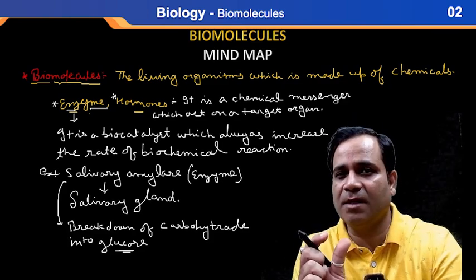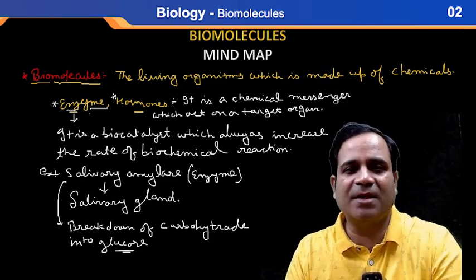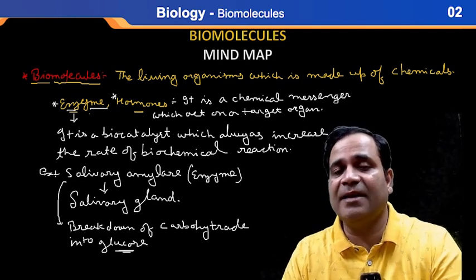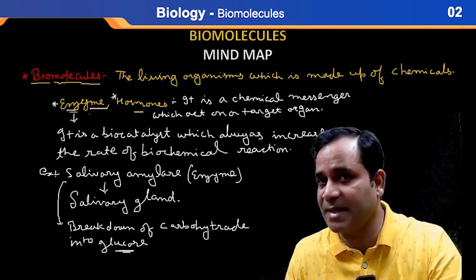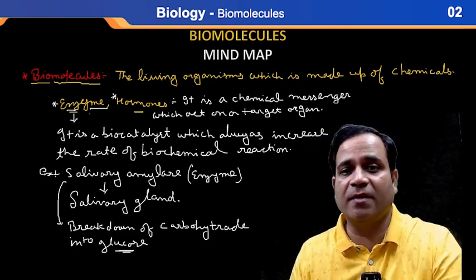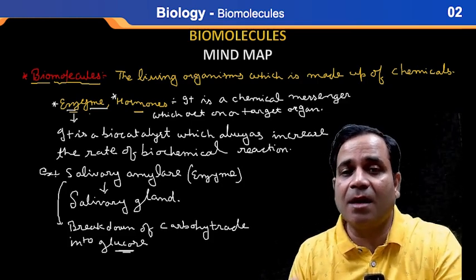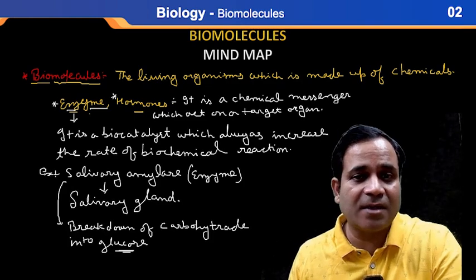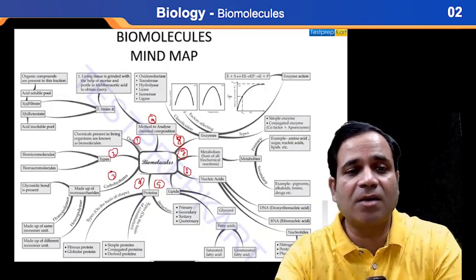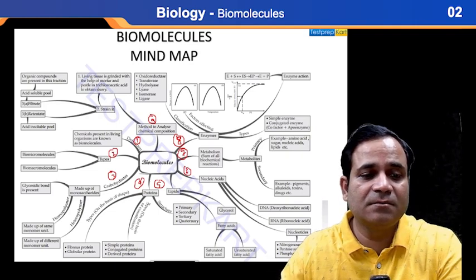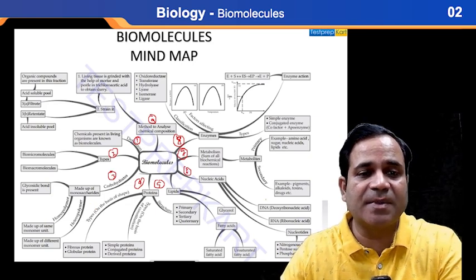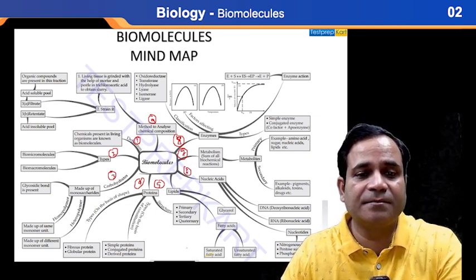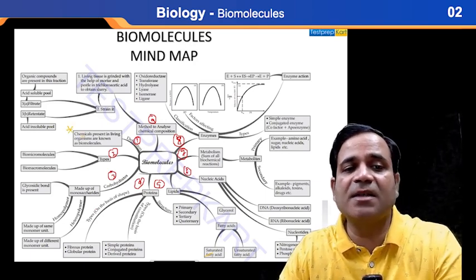So the main motive here is to see what biomolecules are. Biomolecules are just so simple: living organisms are made up of chemicals, and I am giving one example of such chemicals, that is enzymes. The other one is hormone. Basically, the enzyme is a biocatalyst which always increases the rate of biochemical reaction. What is hormone? It is a chemical messenger which acts on a target organ. So this one is the thing. Is this clear or not? Check here, the chemicals which are present in the living organisms are known as what?